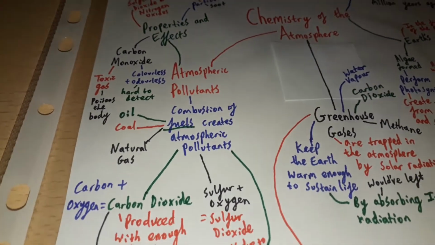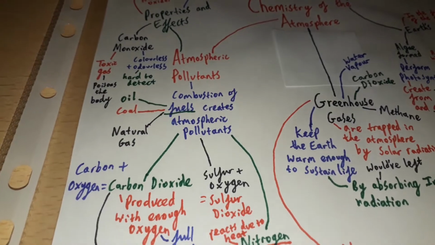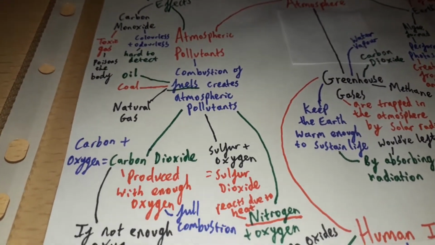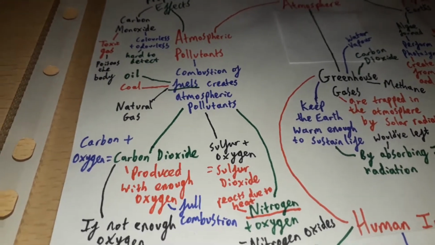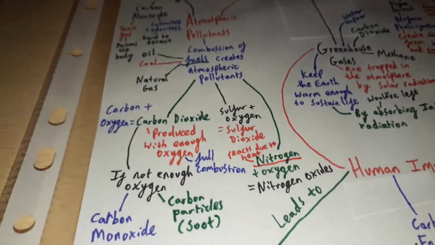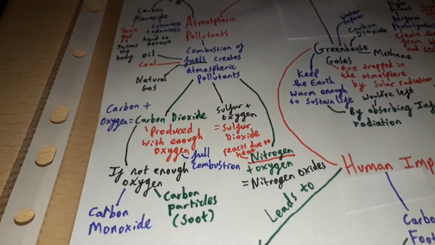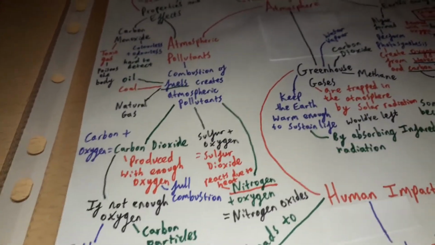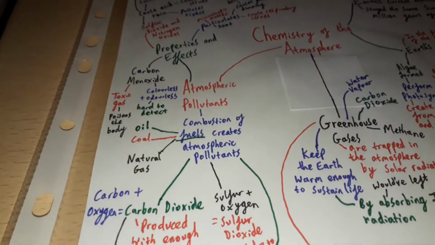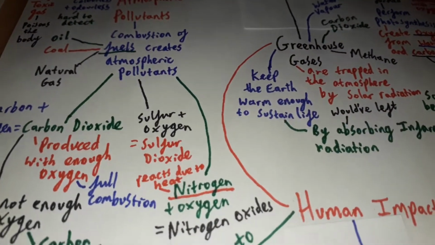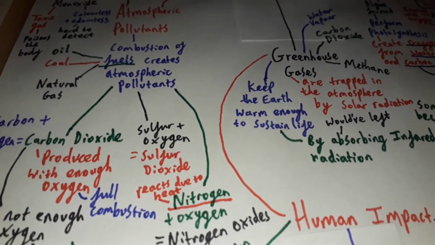In combustion, carbon and oxygen are combined together to make carbon dioxide, but this is only if it's produced with enough oxygen to be called full combustion. If there's not enough oxygen, it can create carbon monoxide and carbon particles, also known as soot, which are classed as atmospheric pollutants.